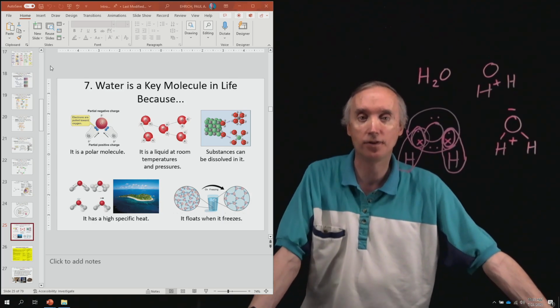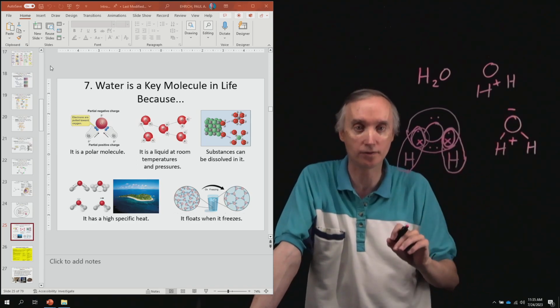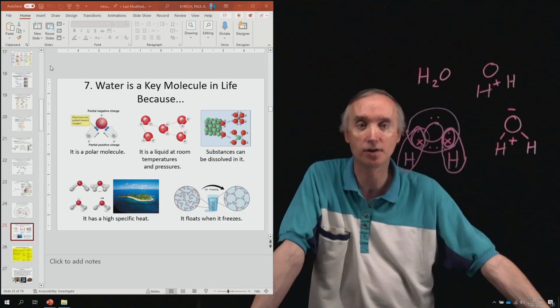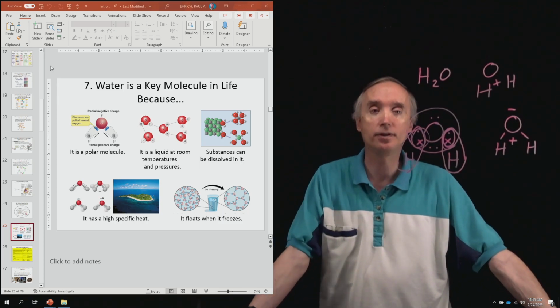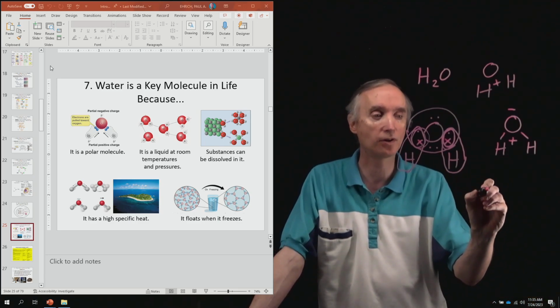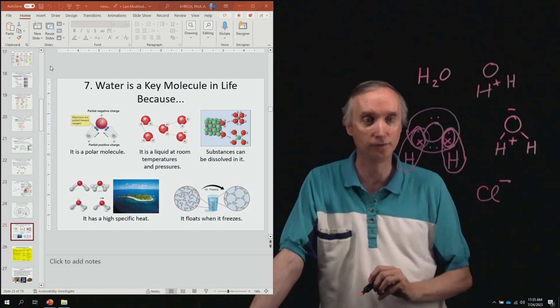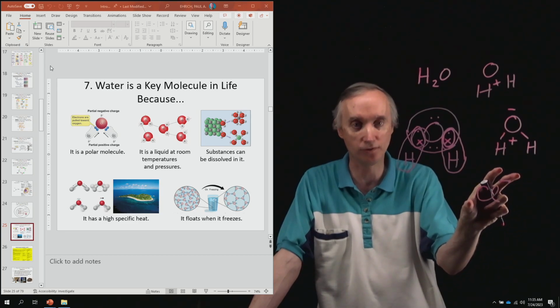Okay, then another thing is that water can dissolve things. So in the picture there, you've got salt, and salt is sodium chloride. So what can happen is that the water molecule will see the chlorines in the sodium chloride, which are negative, and the hydrogens will attach to them.